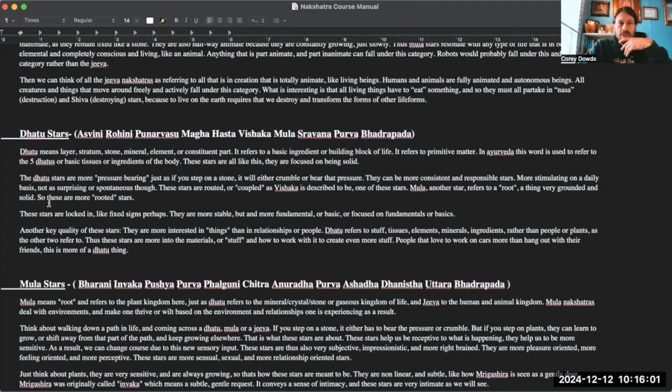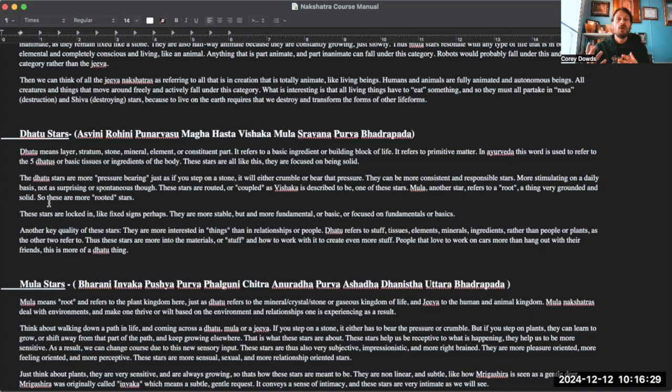The Dhatu stars are like this. They want to bear pressure, just like a stone. If you're walking down the path of your life and you step on a stone, it either has to bear the pressure or crumble apart. So when you have Ketu in a Dhatu star, you feel like you need to bear this pressure all the time, or you'll crumble. Or you seek the support of others who can help you bear this pressure, especially if it's in an air sign or in the seventh house or something like that.